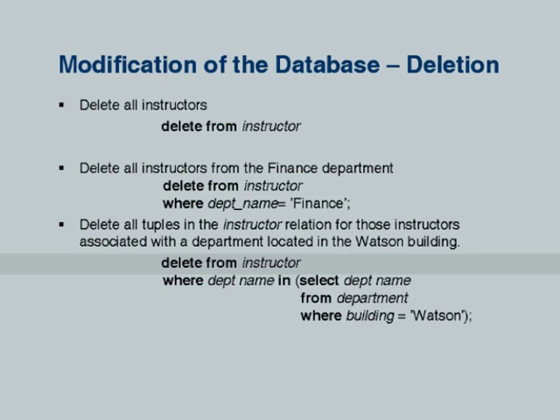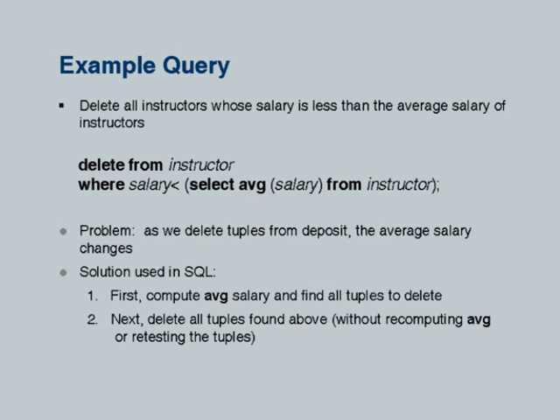So we can say delete from instructor where department name in, select department name from department where building is Watson. So here is a subquery connected with an in clause which lets us choose which instructors to delete.